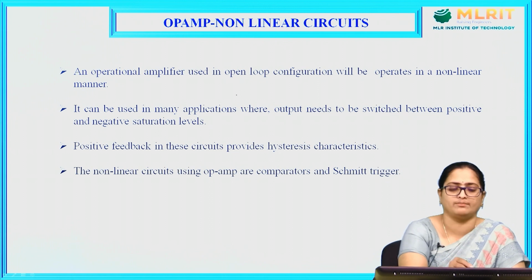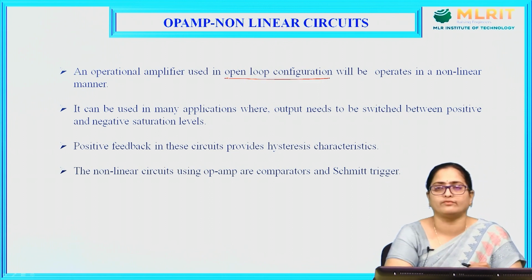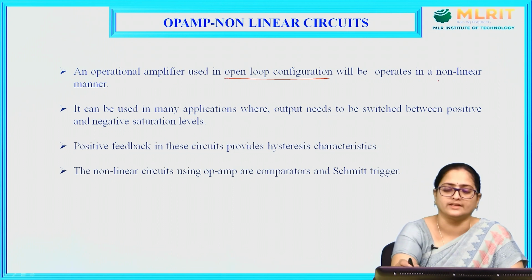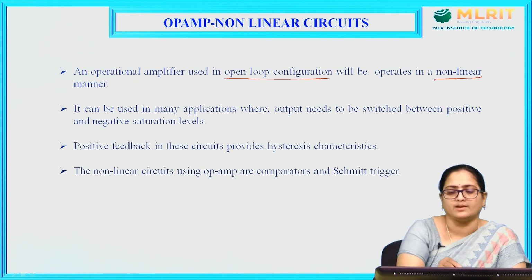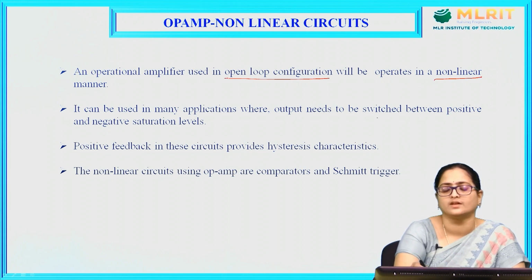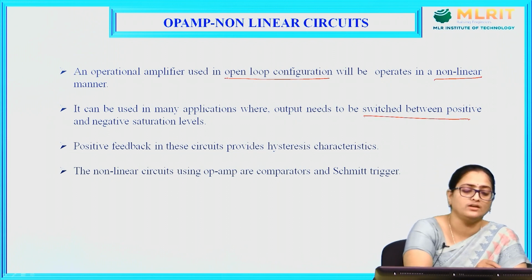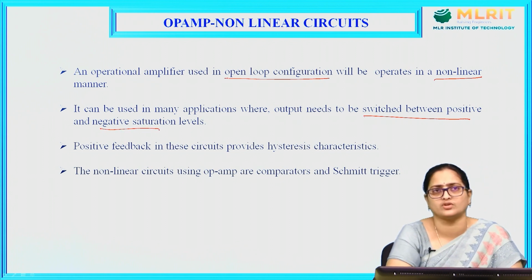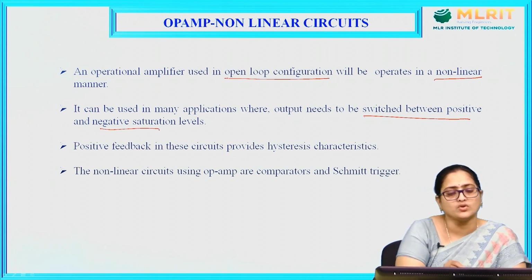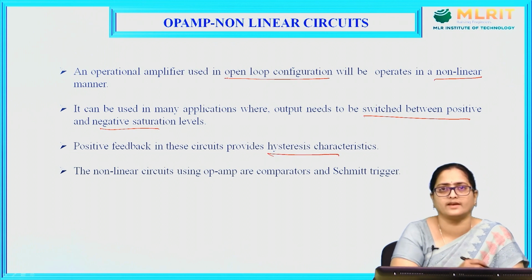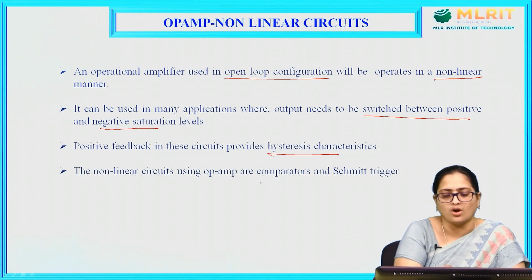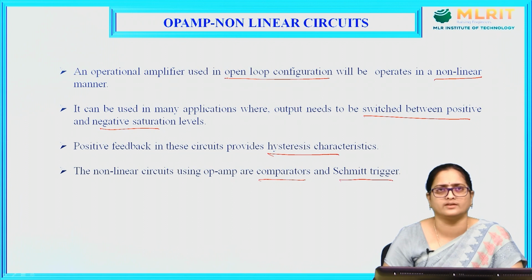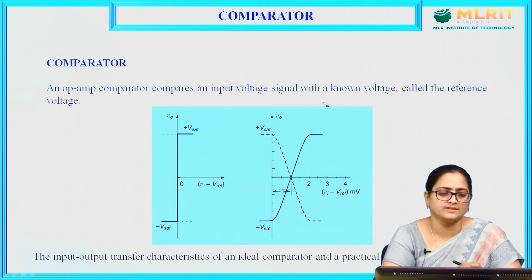An operational amplifier used in open loop configuration will operate in a non-linear manner, and this can be helpful in many applications where we need a switching between positive and negative saturation levels. And the positive feedback to these circuits provides a hysteresis characteristic. Among the nonlinear circuits using op-amp, here I want to discuss the comparator and Schmitt trigger. The first one which I want to discuss here is the comparator.